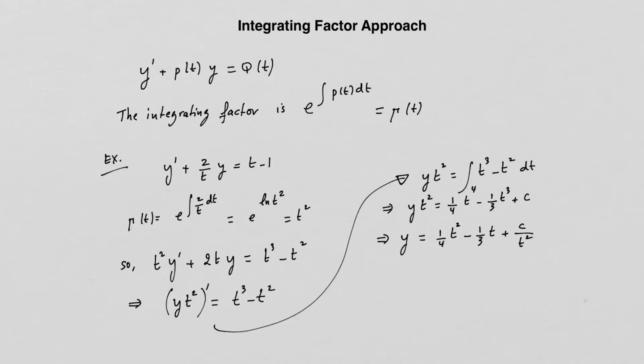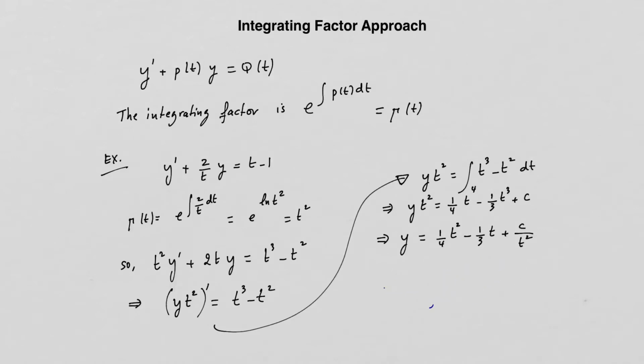I want to give you a warning here while I'm in here. What you don't want to do, so you have y t squared equals the integral of t cubed minus t squared dt, this one. You don't have the right to cancel t squared because this is inside an integral and this is not. So please don't turn this left-hand side into y equals the integral of t minus 1 dt. You don't have the rights to do that, okay?